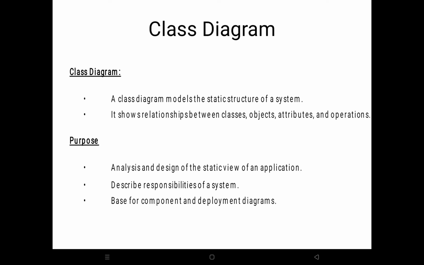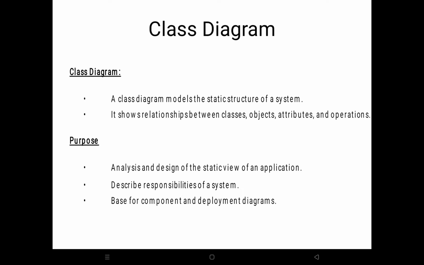We already discussed that UML has two different types of diagram. One is the static diagram, another one is the dynamic diagram. A class diagram represents the static structure of the system. Its main purpose is to show the relationship between various classes, objects, attributes and operations.